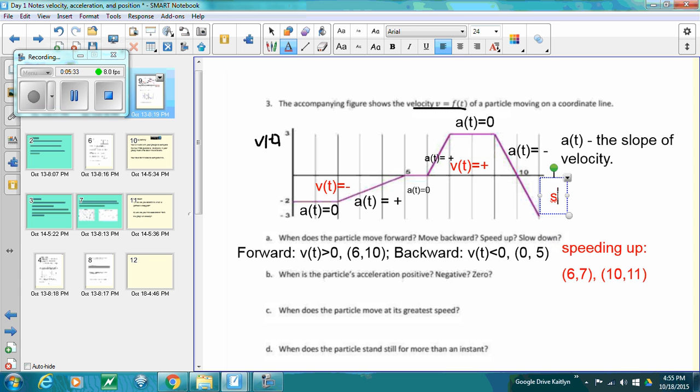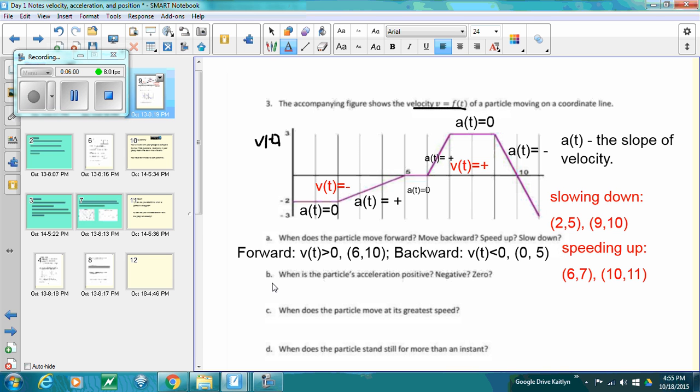And then the last part of this problem is slowing down. So it's slowing down when velocity and acceleration have opposite signs, so that would be from 2 to 5, and from 9 to 10. Right here. It's when velocity is positive and acceleration is negative.